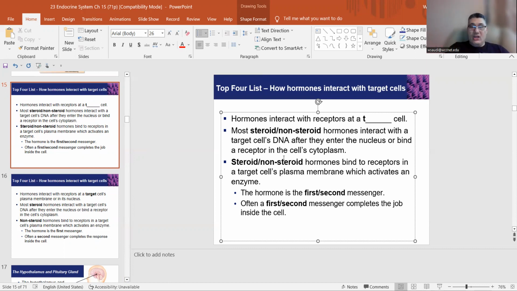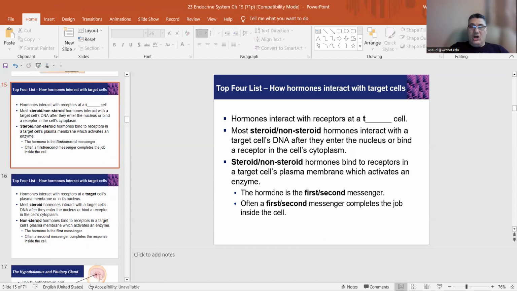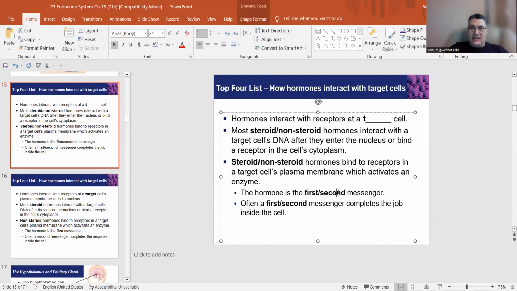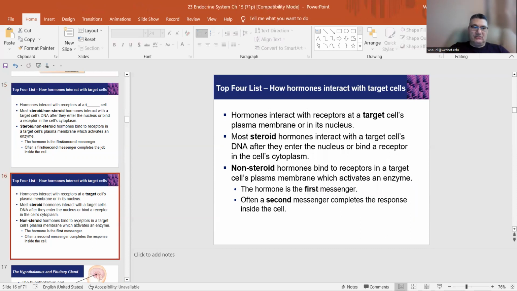DNA. Yes. While which one binds to receptors on or in the target cell's plasma membrane? That will be non-steroid. Why? It's non-steroid, it cannot enter, so it interacts on receptors on the plasma membrane. Is a hormone considered the first or the second messenger? This is the first messenger, and the second messenger will do the job.